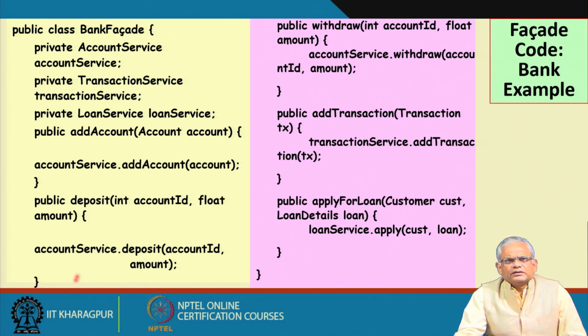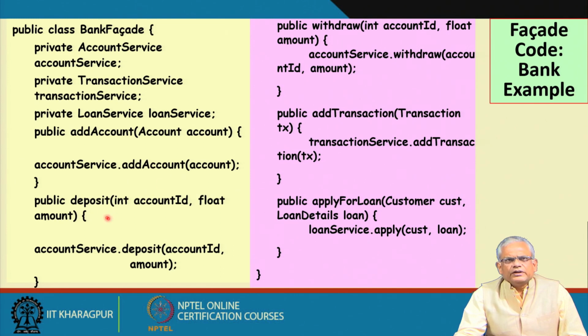This is the Java code for the bank Facade, and just see that internally the Facade class keeps the references of all the relevant classes inside the service package: the account service, the transaction service, the loan service. As the request comes from the client to add an account, here it just invokes the corresponding method of the account service reference that it has stored internally, account service dot add account.